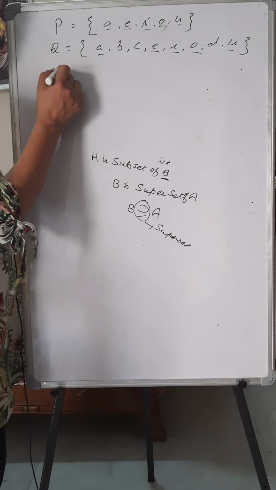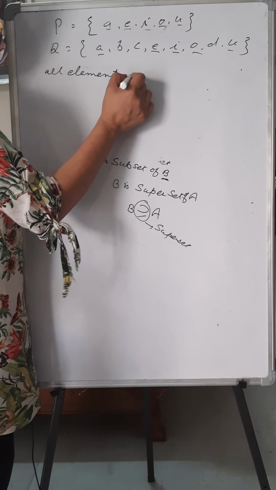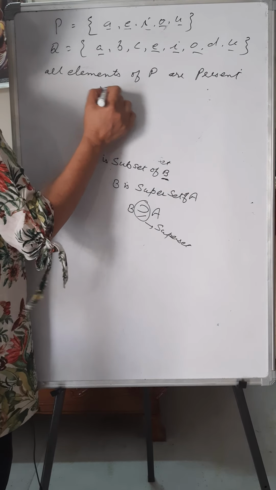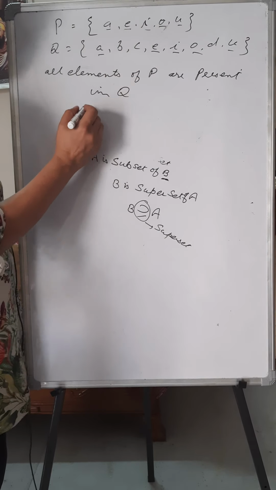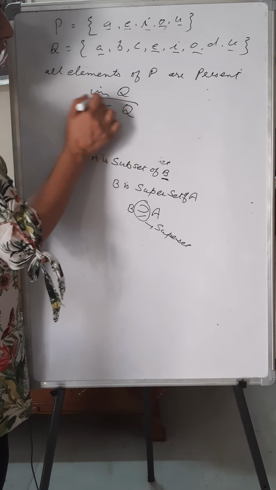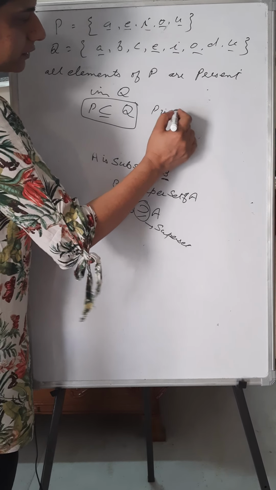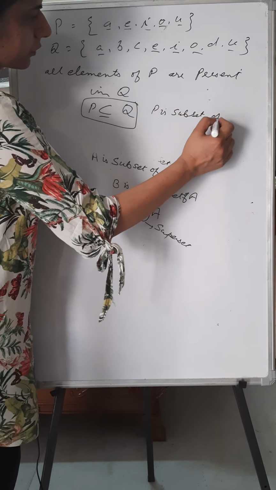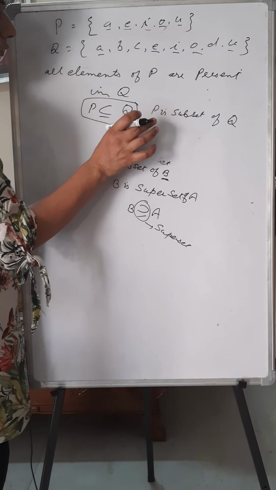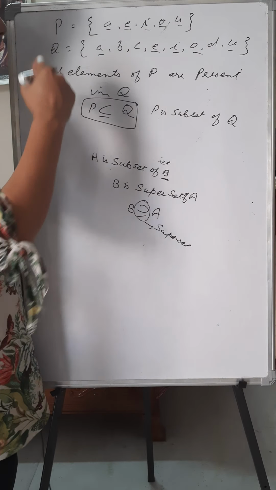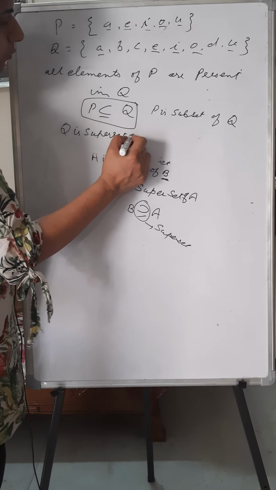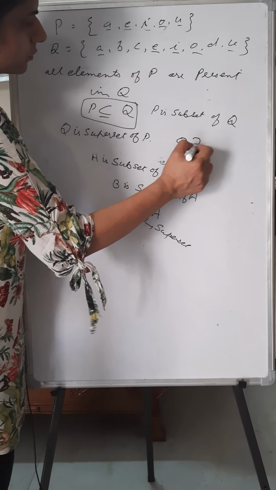So all elements of P are present in Q. All elements of P are present in Q, therefore P is a subset of Q. And because all elements of P belong to Q and Q contains all elements of P, Q is a superset of P.